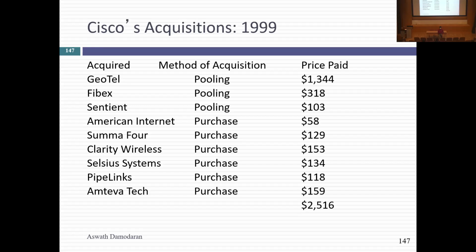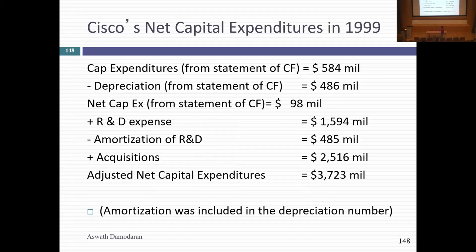To me, that's CapEx. And if I compute the cash flow for Cisco, if I believe the accountants, the net CapEx for Cisco would have been only 98 million. So that's the CapEx from the statement of cash flows less the depreciation, net CapEx of 98 million. But here are the adjustments I'm making.